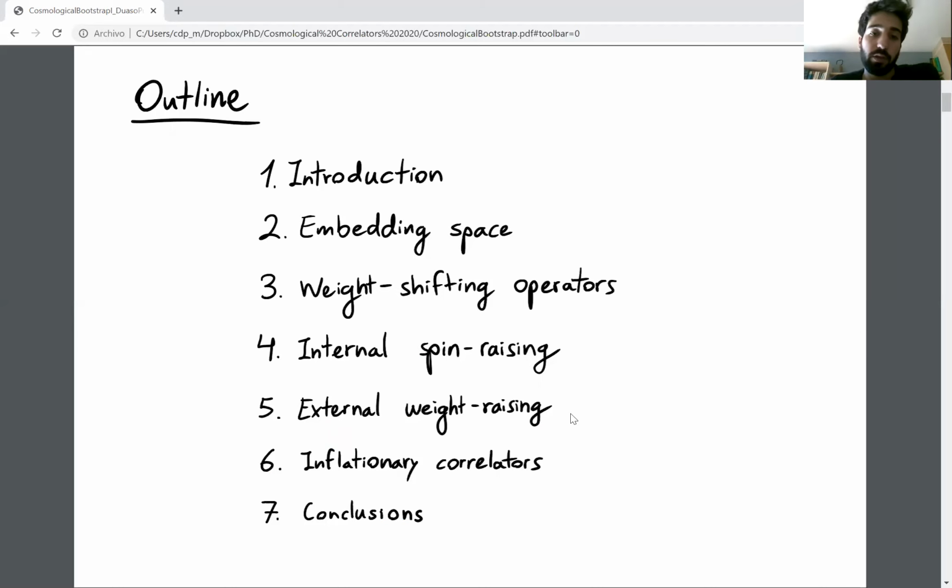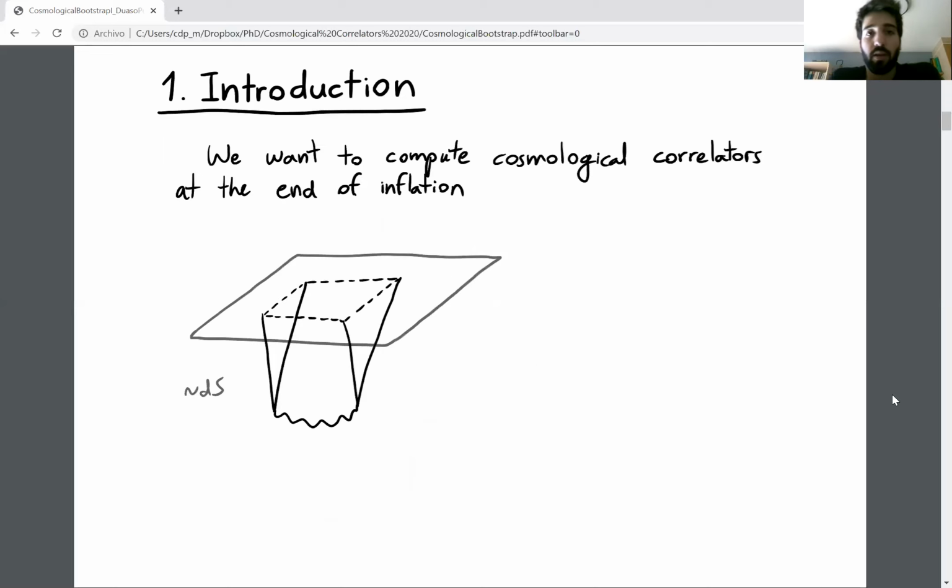In the second half of the talk, I'm going to present some examples of how we have used these weight shifting operators. For example, to raise the spin of an exchange particle in a correlator, or to raise the weight of the external particles, the external fields of a correlator. And finally, I will show you how to obtain inflationary bispectra with all these methods. So let's start with the introduction.